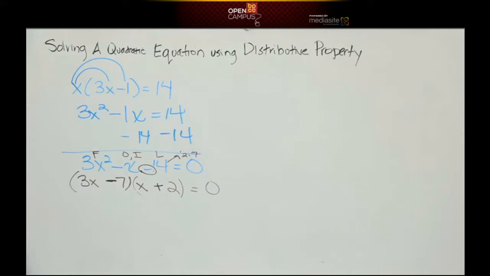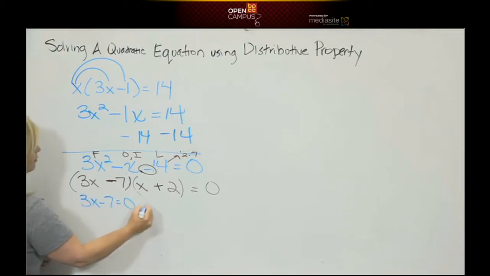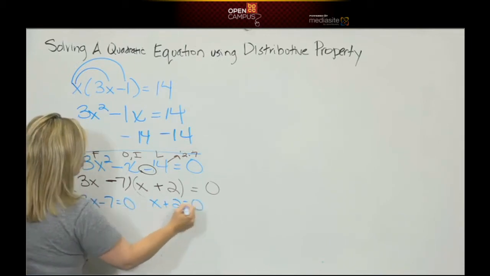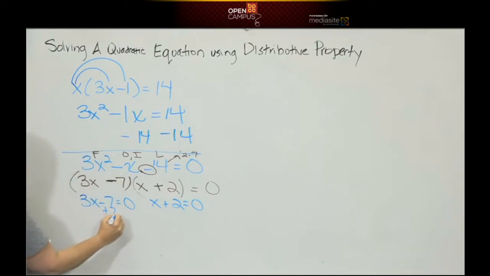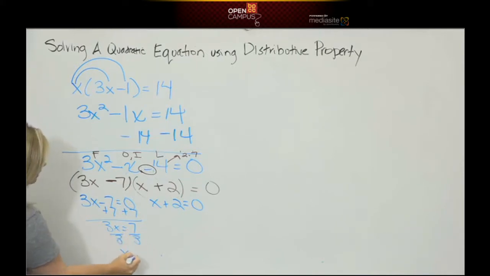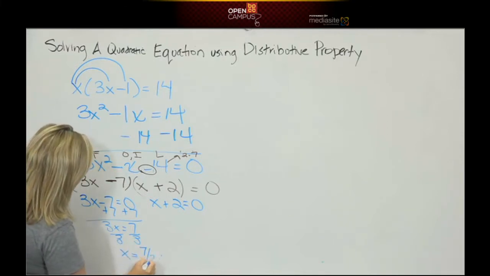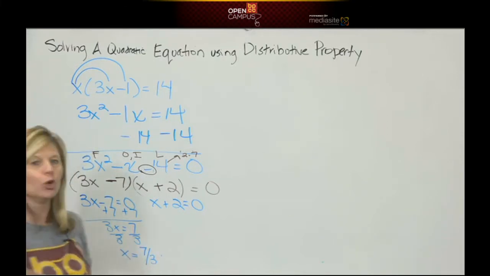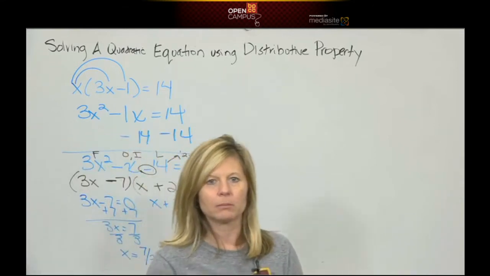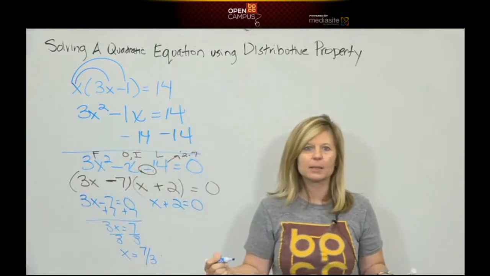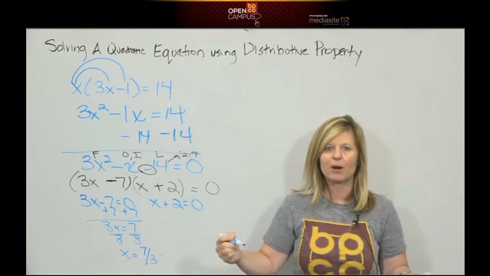Now it's factored. Now we have two linear equations. So we set both equal to 0. We solve. Opposite of subtract 7 is add 7. We divide. Opposite of multiply 3 is divide by 3. 7 does not divide by 3 evenly. So we will leave an improper fraction, 7/3. Do not make a mixed number. Mixed numbers are unacceptable in higher math. Leave it an improper fraction.